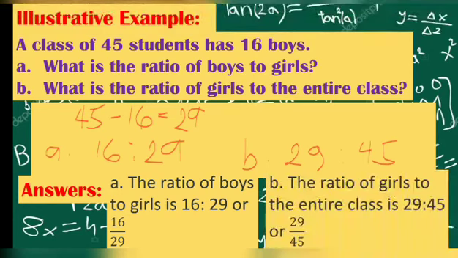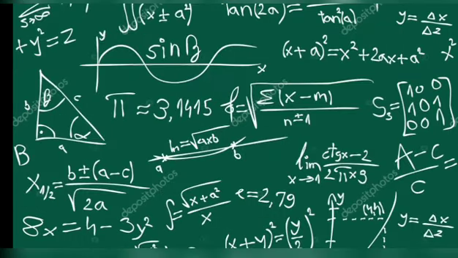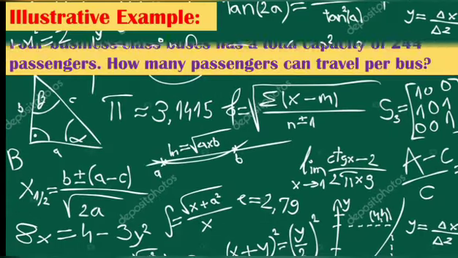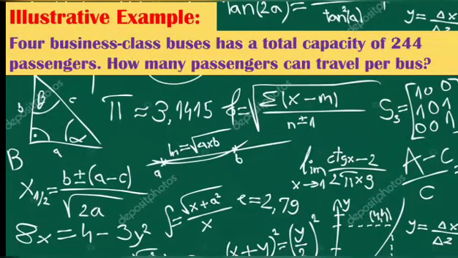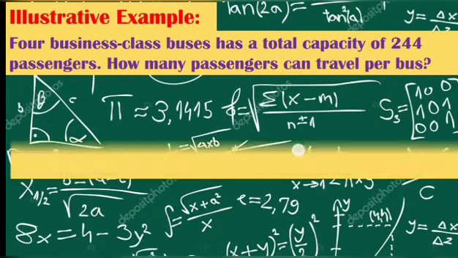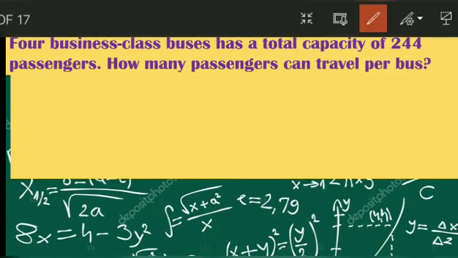For the second answer, we have the ratio of girls to the entire class is 29 is to 45 or 29 all over 45. Another example, 4 business class buses has a total capacity of 244 passengers. How many passengers can travel per bus? Okay, how are we going to do it?